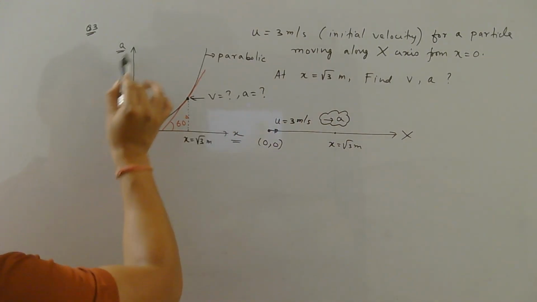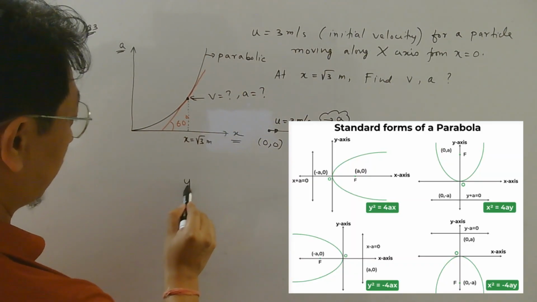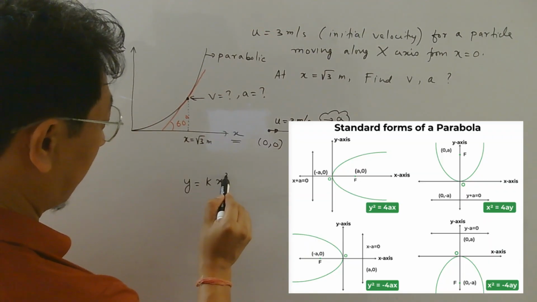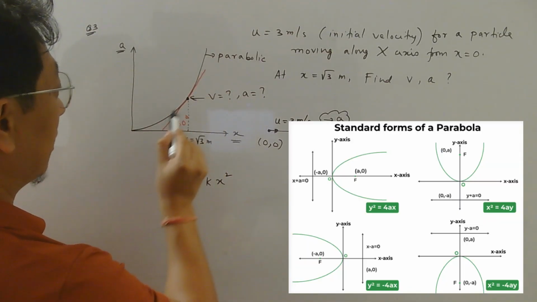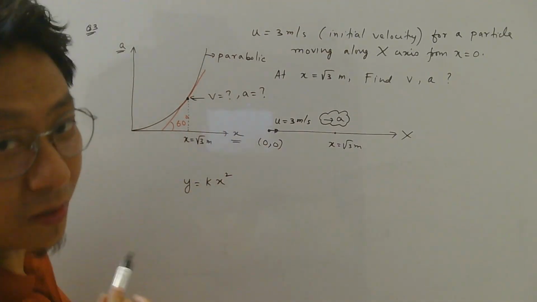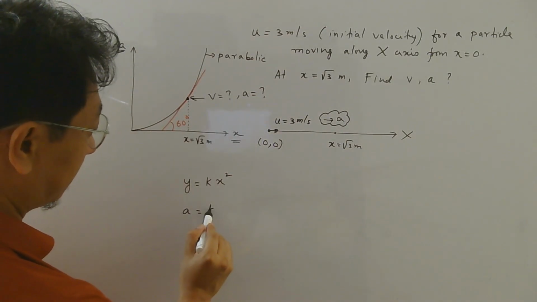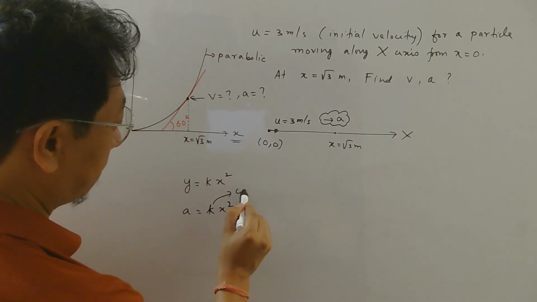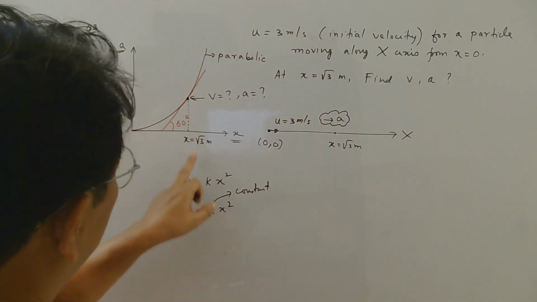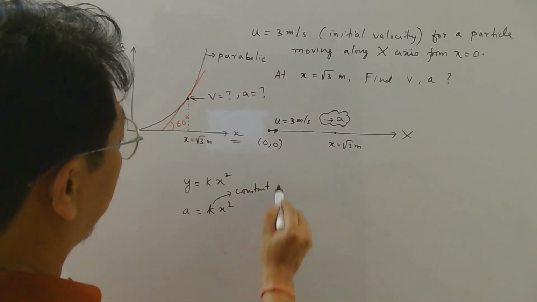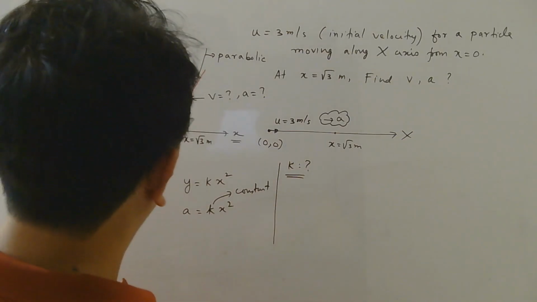Now since the a versus x graph is given as a parabola, we can write the parabola equation as y equals some constant times x squared, for a graph which passes through the origin and is parabolic like this. This is the equation. Now who is the y coordinate here? A. So a equals k x squared, where k is some constant. To find acceleration at any coordinate x, we must know the value of this k. Now to find this k, we need to see what is given in the question.